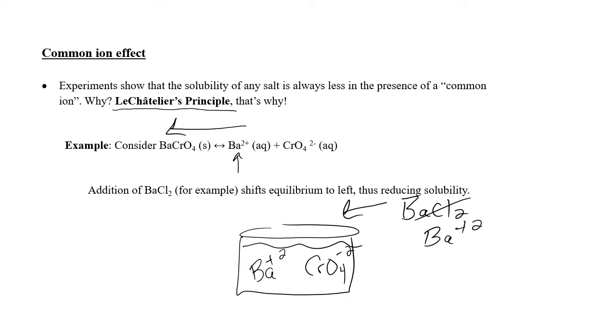So if you add something to your product side, it will cause a shift to the left, and it will reduce the solubility. It will suppress the ionization. The addition of a common ion suppresses ionization.